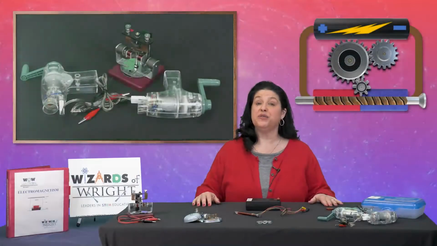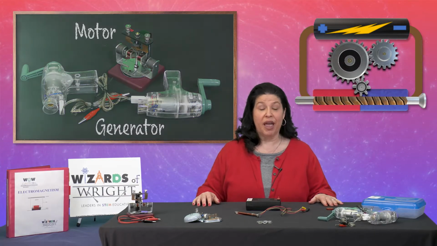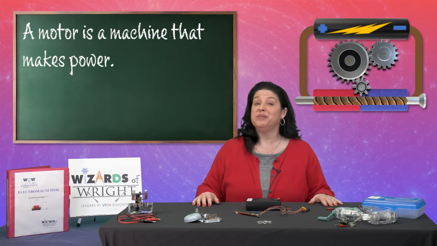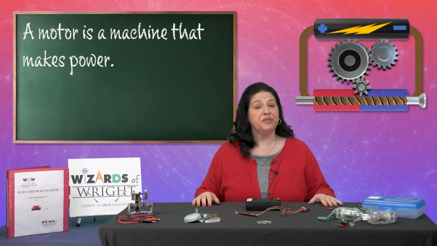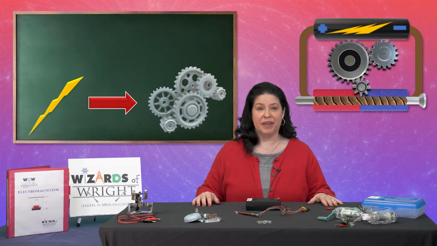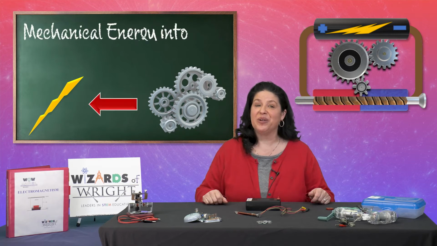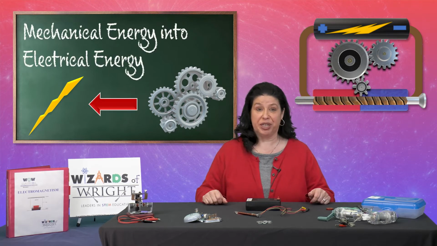Let's discuss the difference between a motor and a generator in relation to these energies. A motor is a machine that makes power. It is an electric device which converts electrical energy into mechanical energy. The generator works in reverse. It converts mechanical energy into electrical energy.